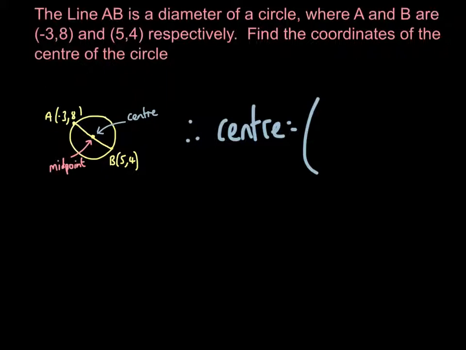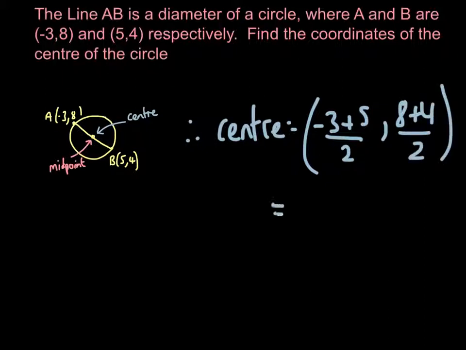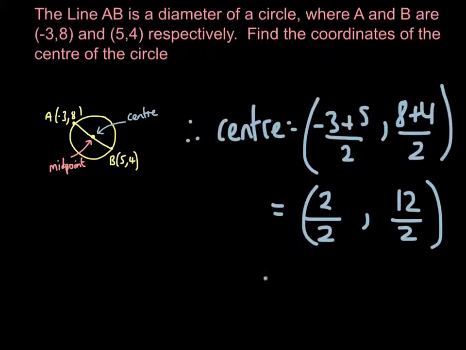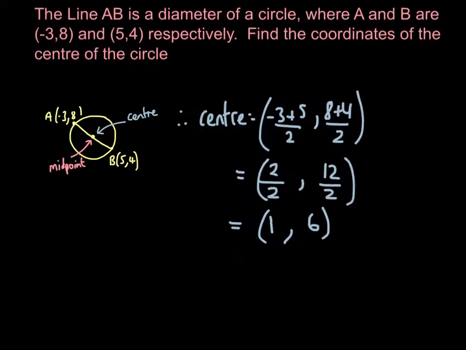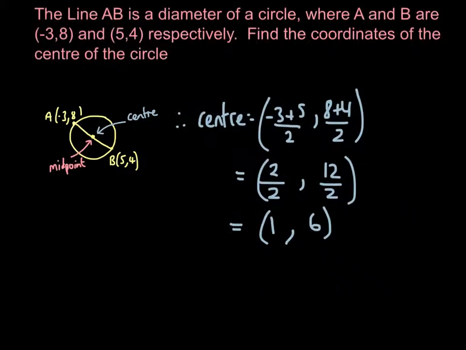So our centre is just going to be, we have the x coordinates, minus 3 plus 5 over 2, and the y coordinates, 8 plus 4 over 2, and then just simply calculate that. So that's going to be 2 over 2 and 12 over 2. So therefore our centre is just going to be 1, 6. Okay. Put that there. Finished.